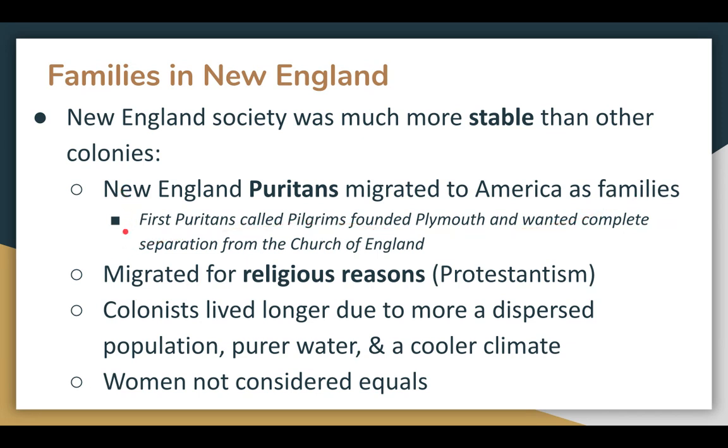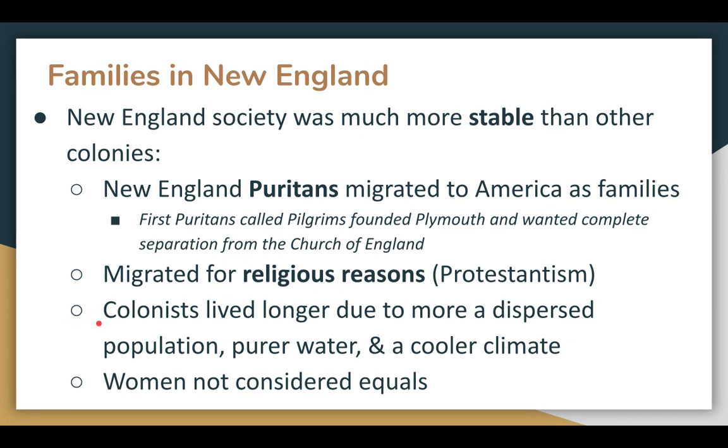And I put a note right here. The first Puritans, called Pilgrims, founded a certain area called Plymouth Rock, and they wanted a complete separation from the Church of England. So the Pilgrims are a little bit more extreme in that regard. Puritans are still trying to get away from the Church of England, but they don't want to separate completely. They want to purify it. They want to change some aspects of it. But definitely their reason for migrating to the New World is purely religious reasons.